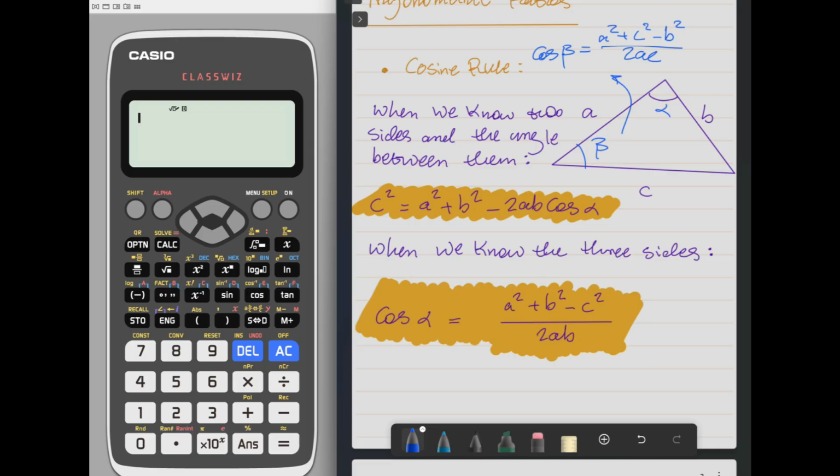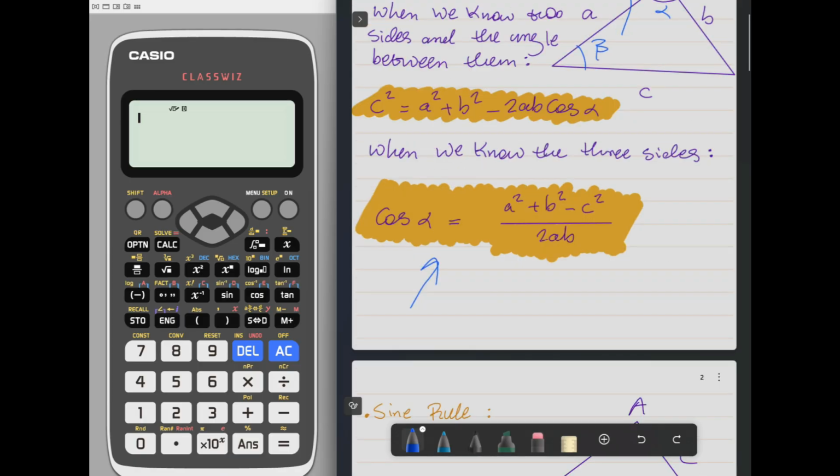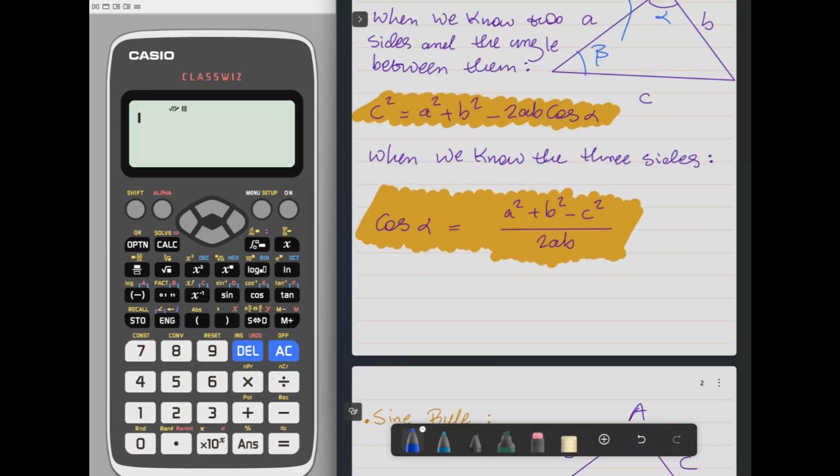If I want to find angle alpha, then it is A squared plus B squared minus C squared over 2AB, which equals cosine alpha. You can just ignore the cosine here and use an inverse cosine and write your answer. It doesn't really matter, you can do whatever. So this is it for the cosine rule.